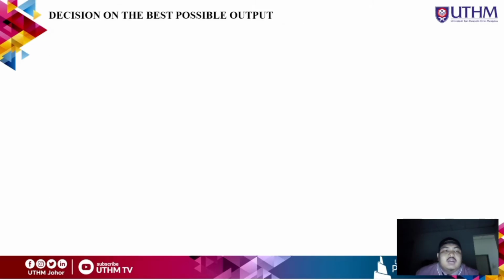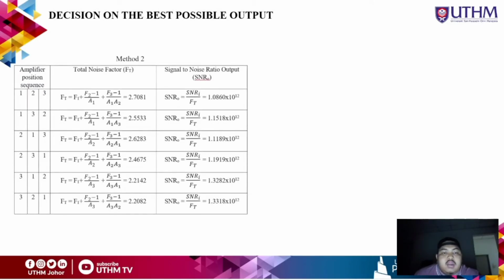Okay, the decision on the best possible output, in other words the decision method to get the highest SNR output. After we analyze all the results, we find that method 2 has the highest SNR output, which is the sequence of 3 to 1, with 1.3318 multiplied by 10 to the power of 12.